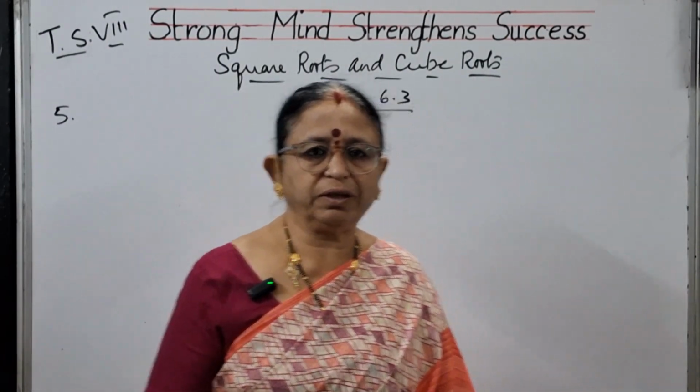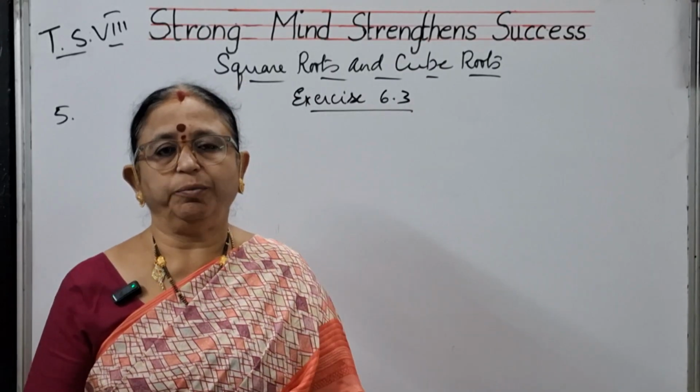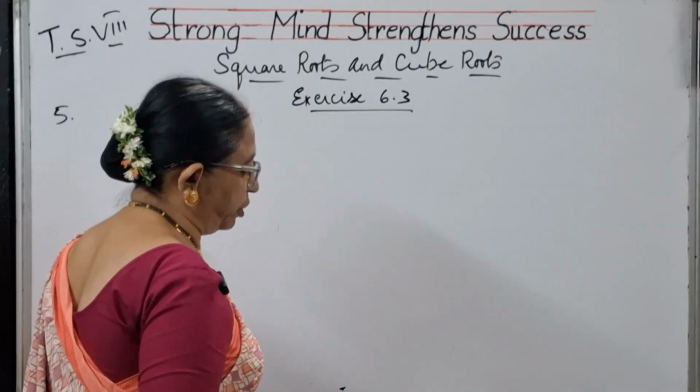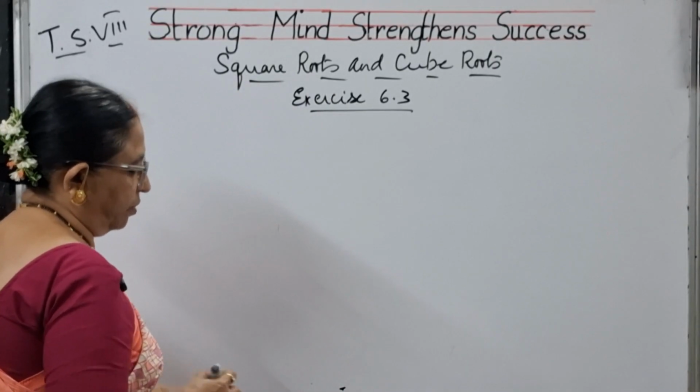Now I am dealing with 8th class maths, square roots and cube roots. In this chapter, exercise 6.3, I have done up to 4 sums. Now I am doing the 5th sum.